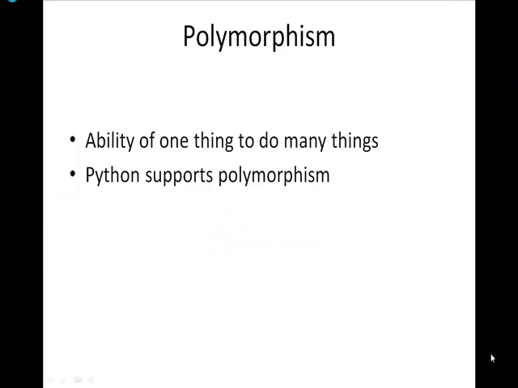And now let's talk about polymorphism. Polymorphism is one of the most powerful features in object-oriented programming. Now, of course, Python supports object-oriented programming, so it supports polymorphism. Now, what polymorphism means is that one function can take many forms, or same thing is doing different things. Now, let's go for a coding example.